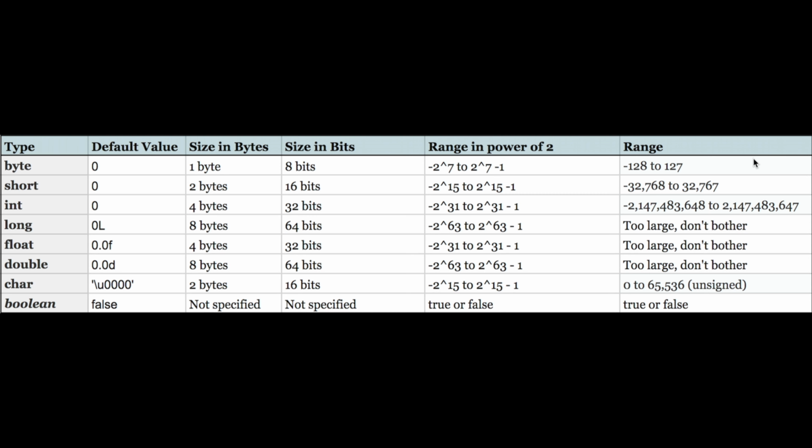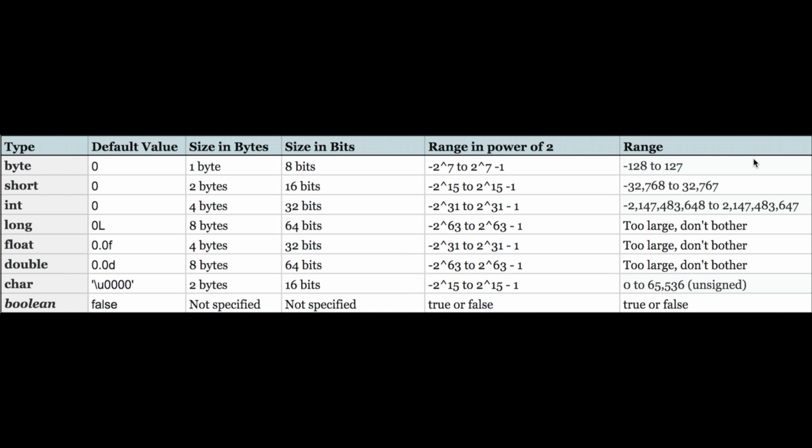What you should commit to memory are the data types available in most programming languages, not just Java. So you have your byte, short, int, long, float, double, char, and boolean, and these all have different sizes and different ranges. And you should know these ranges, especially for the more minute data types like byte, short, int.